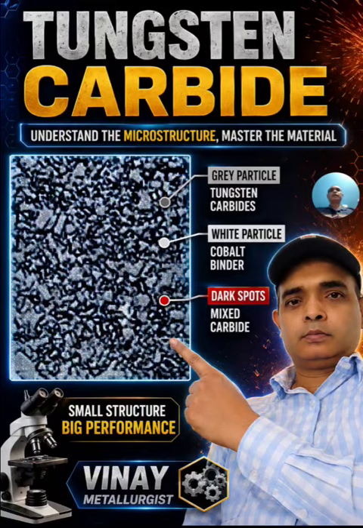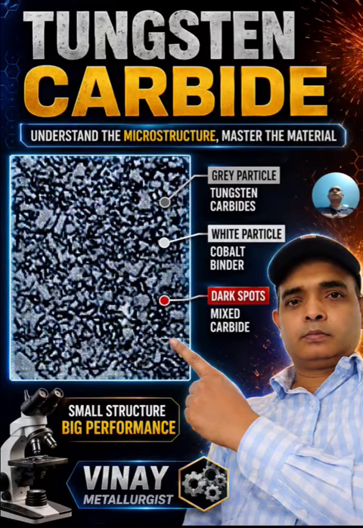If cobalt content increases, toughness increases, hardness decreases. If cobalt content decreases, hardness increases and wear resistance increases, and brittleness also increases. Since the material contains only 3% cobalt, it belongs to a high hardness grade. Now we are going to understand the microstructure. Now let's look at the microstructure.